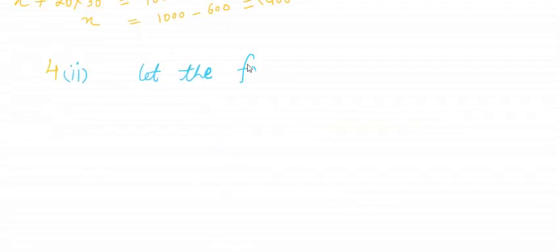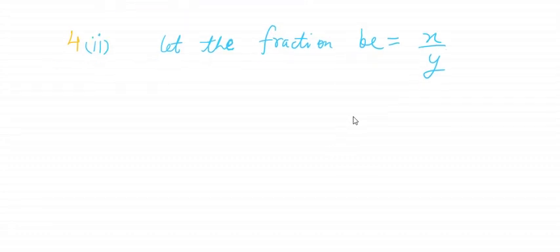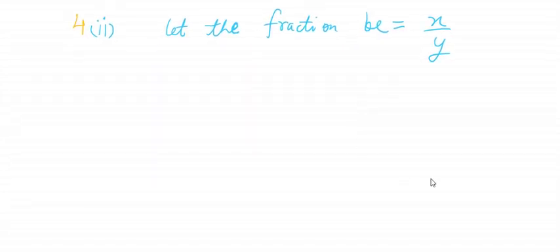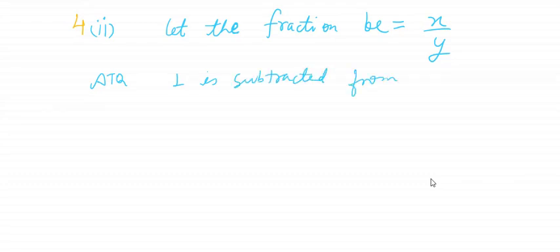So it's talking about a fraction. So let the fraction be equal to x by y, right? Now, according to the question, it says when 1 is subtracted from the numerator. So according to the question, 1 is subtracted from the numerator, right? So what will happen if we subtract 1 from the numerator? It will become x minus 1.